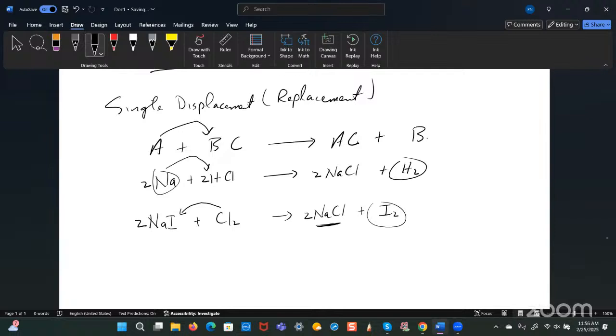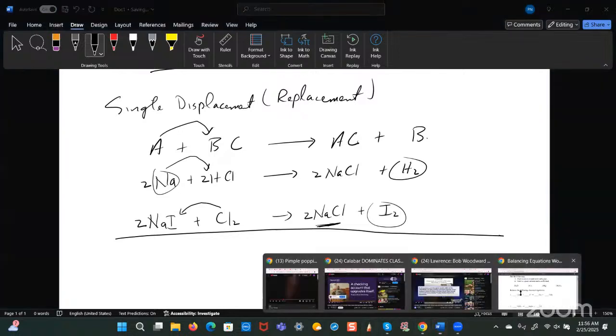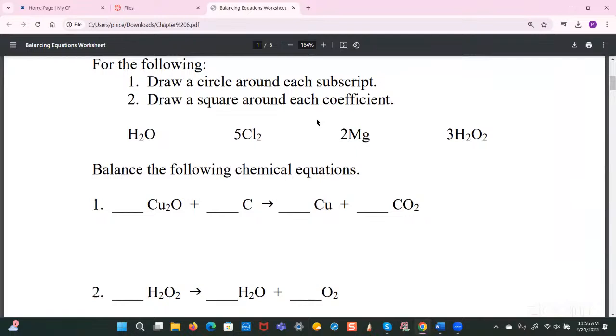Some more things I need to say about single displacement reactions. In some cases, we can make predictions as to whether or not a single displacement reaction will occur. Of course, writing down an equation doesn't necessarily mean that a reaction will occur, because you can write the equation down. And there is a series of elements placed in a particular order known as the activity series.